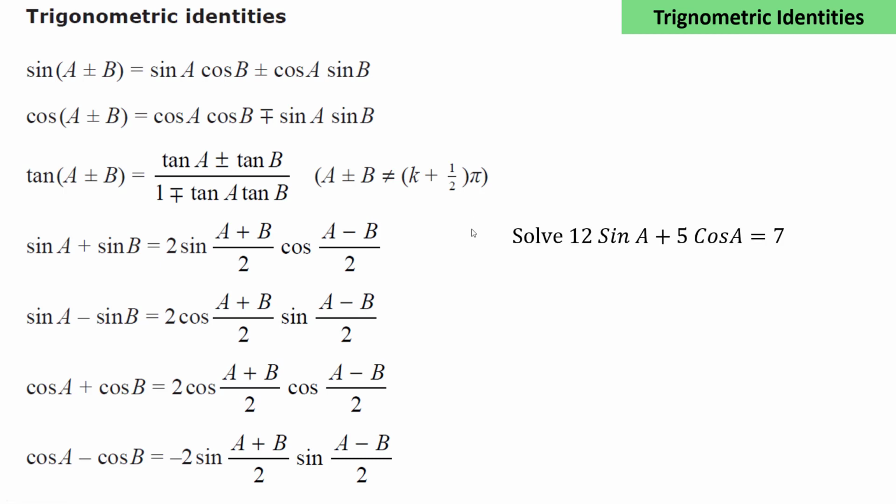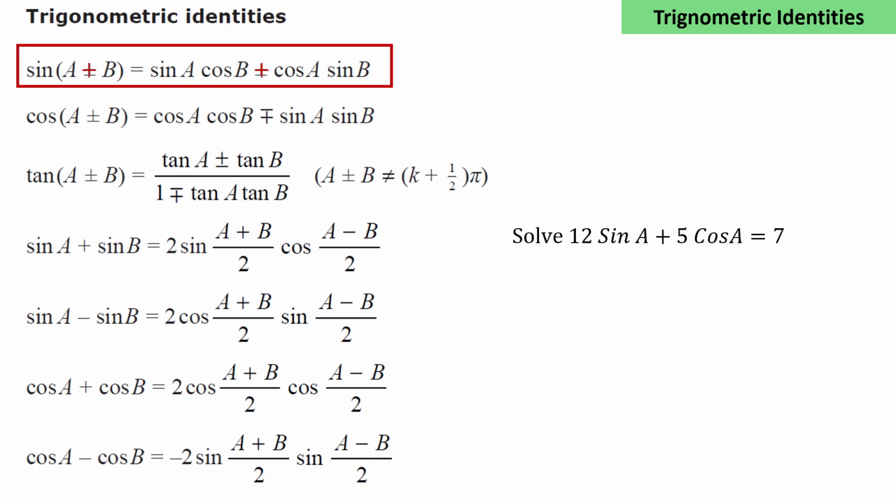I'd like to look at an interesting application of sine (a plus b), and that's when we have to solve something like 12 sine a plus 5 cos a equals 7. Here what we'd like is for the 12 to represent a cosine of b and the 5 to represent a sine of b, so that we can combine the two terms using this formula.